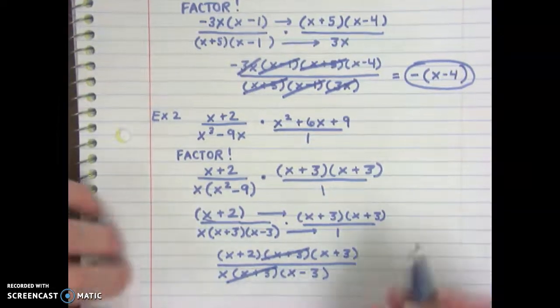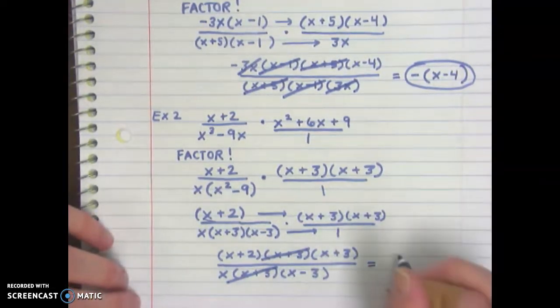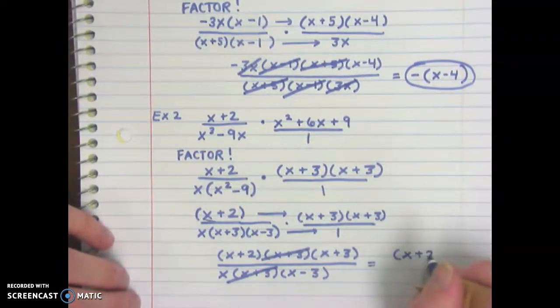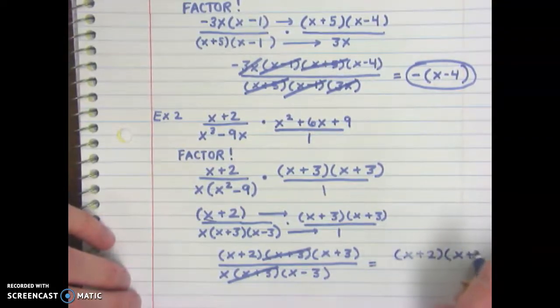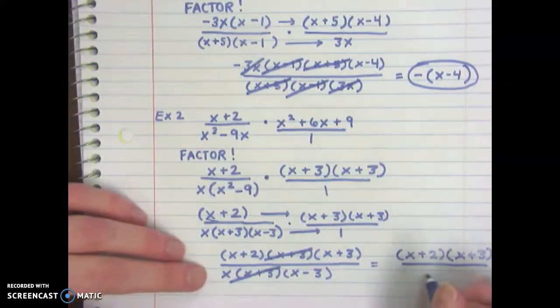X plus 3 was the only factor to simplify, so my final answer is x plus 2 times x plus 3 over x times x minus 3.